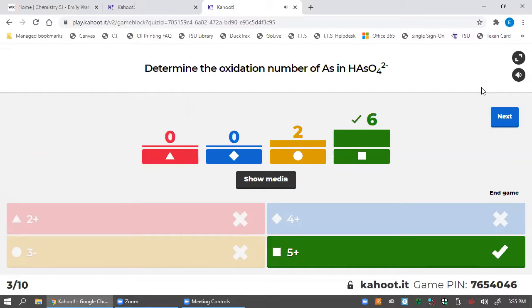Positive 5. So we have this O4, which is going to come out to what? Negative 8, and we have an H at the very beginning, so is it positive or negative 1? Positive 1. So we have a positive 1 and negative 8, that gives us negative 7, and we need to get it to negative 2. So how would we do that? With a positive 5.